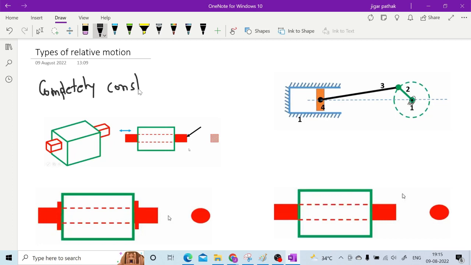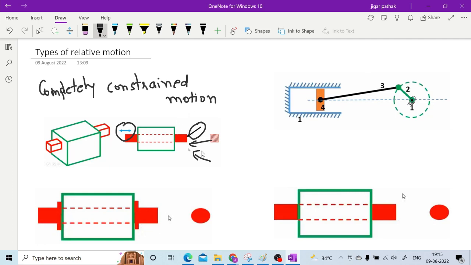Completely constrained motion, right? So here completely constrained motion means whenever you have a pair between two links and you provide force from any direction, as this arrow shows force from this direction, you may provide force from this direction, you may provide force from this direction. So irrespective of the input direction, if your output direction is fixed, as you can see, a square rod inside this square hole will have only one output.